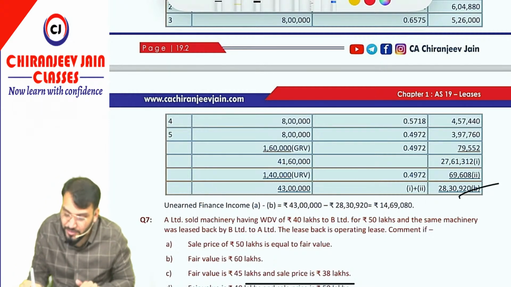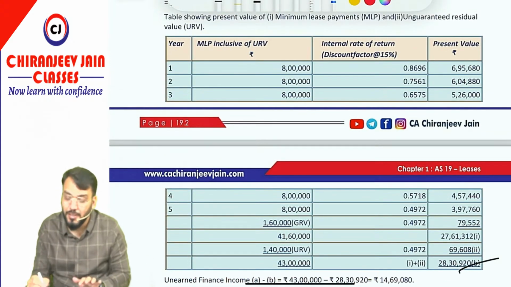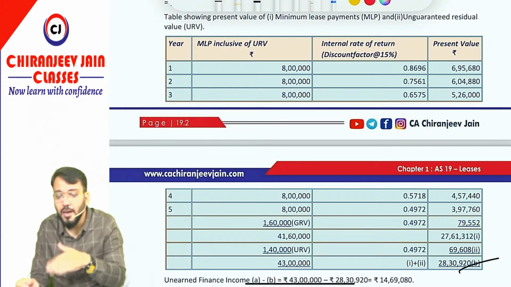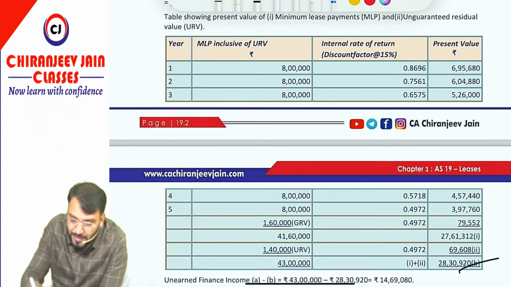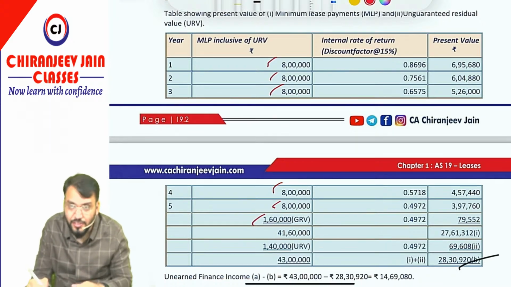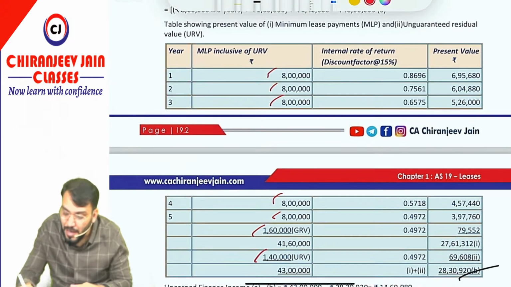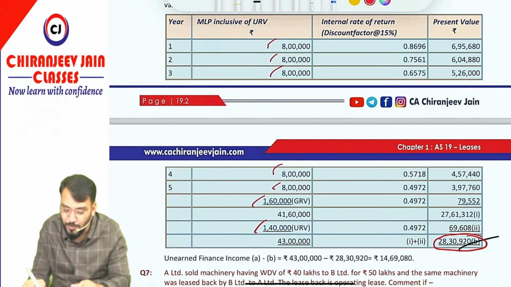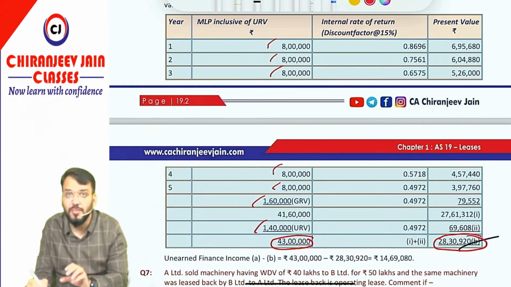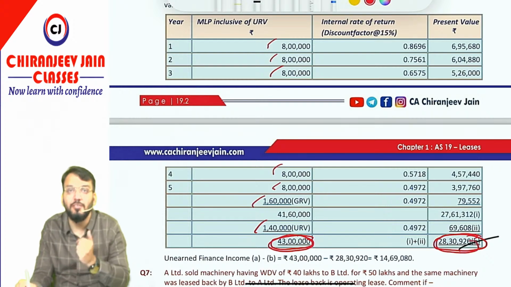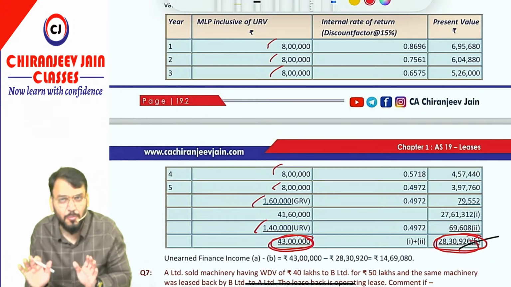So exactly the same answer is coming, but in exam do it in this tabular format. Of course you can do. So you can see first year 8 lakh, 8 lakh, correct na? 8 lakh, 8 lakh, 8 lakh, 8 lakh, 8 lakh. Then GRB is 1,60,000, UGRB is 1,40,000. Apply discounting factor. This will come to the net investment, compared with the gross investment. Gross investment is the total of future value. So 43 lakh is gross investment. This is the net investment. इन दोनों का जो difference होगा, that will be unearned finance income. This type of one question can be asked.